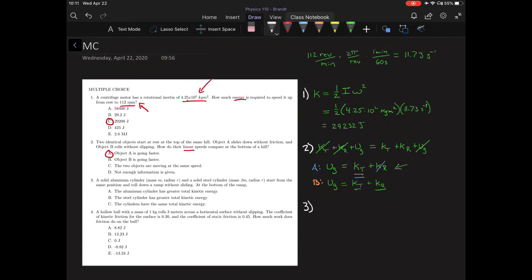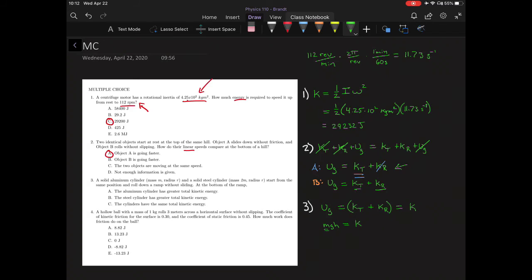All right, for problem 3, we have the same situation here. We have potential energy has to equal translational kinetic energy plus our rotational kinetic energy, and all of that is our total kinetic energy, and that has to hold true for both of the cylinders, so the aluminum and the steel cylinder. However, if we break these down, this should be mgh equals our total kinetic energy. So what we need to know is what the mass is at the beginning.